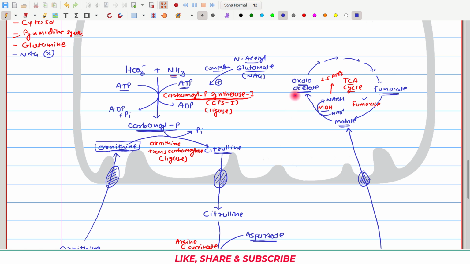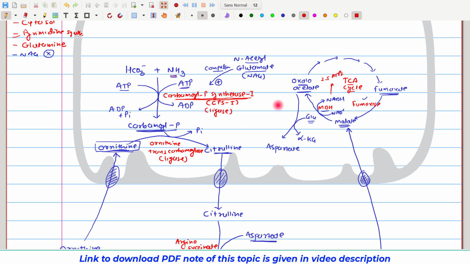This oxaloacetate can undergo a transamination reaction with glutamate. Glutamate gives its amino group to the oxaloacetate, and glutamate gets converted to alpha ketoglutarate, whereas oxaloacetate gets converted to aspartate. This transamination reaction is catalyzed by aspartate transaminase that we had seen in one of my previous videos, right? Now once this aspartate is formed, what will happen?